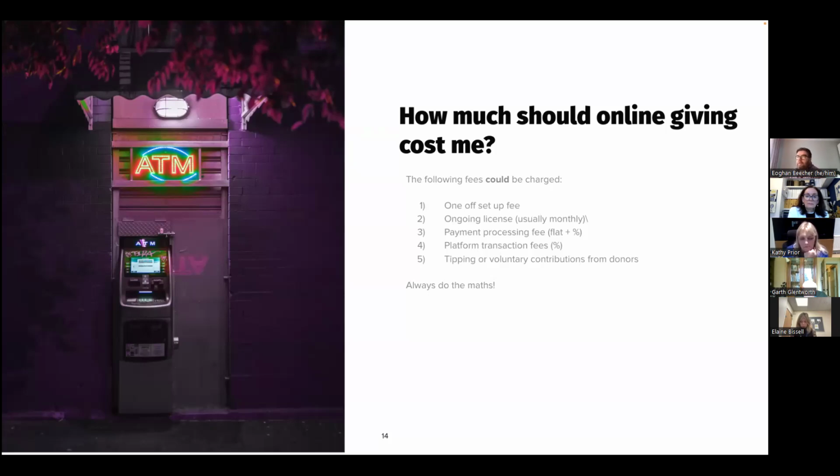Payment processing fee is unfortunately the most unavoidable thing in the world. That's Visa and MasterCard getting their money, and they will always insist on getting their money. That's normally identifiable because it's a flat fee plus a percentage. So what you have there is a payment gateway fee and a payment acquirer fee. So if you have a Stripe account or a PayPal account, you'll probably pay 20p plus 1.2% as a payment processing fee on every donation you take.